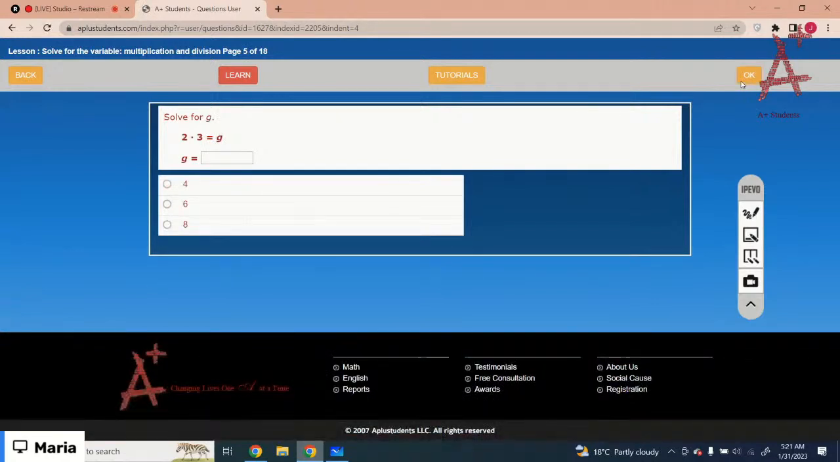Okay, the next one is G equals 2 times 3. So they are multiplying. G is already isolated. You simply have to multiply them. 2 times 3 is 6. So the correct option is 6.